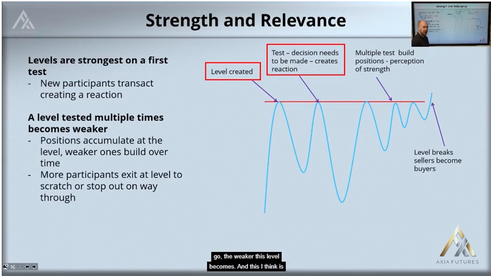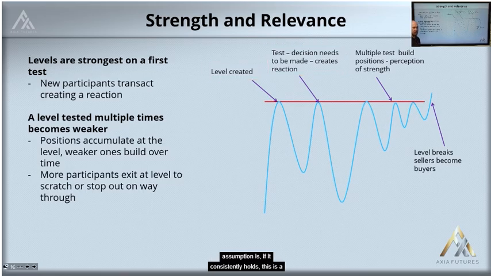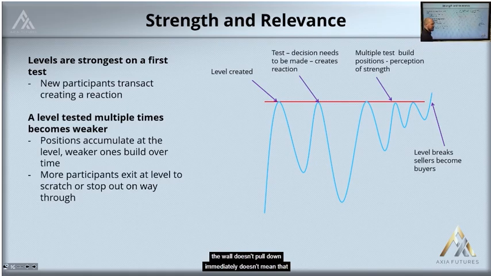But the more times you go there, the weaker this level becomes. And this, I think, is often slightly counterintuitive, because the assumption is, well, if it consistently holds, this is a really good sign of strength. But I would look at this and think about it like hitting a wall with a hammer. Just because the wall doesn't fall down immediately doesn't mean that the wall is stronger. It in fact implies that the wall is now weaker. The more times you hit it, the more likely it is to fall over. So a level, in the same way, tested multiple times, is becoming progressively weak.